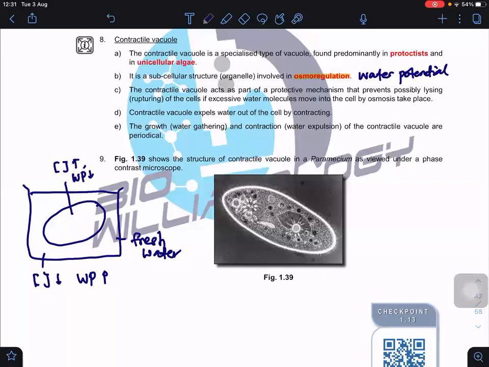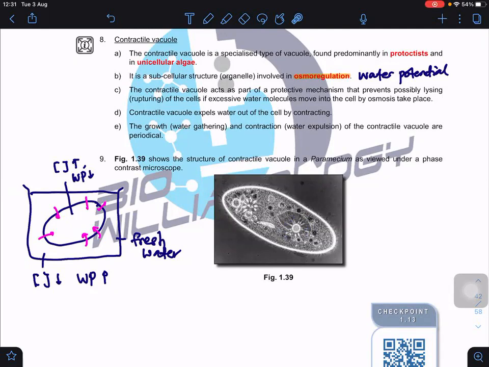So if you look at this process, water molecules can enter from the region of high water potential to low water potential, and this cell will burst. Are you clear? This cell will burst. But in order to prevent the bursting of the cell, or to regulate the water potential, in this term we use osmoregulation. So this special vacuole, can you see that? Is known as the contractile vacuole.